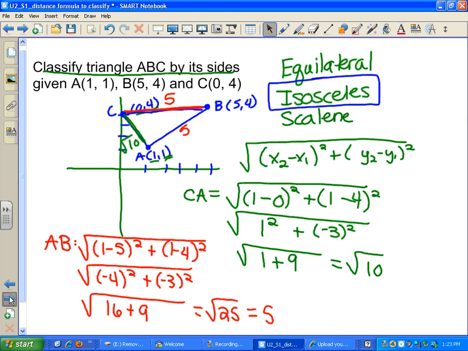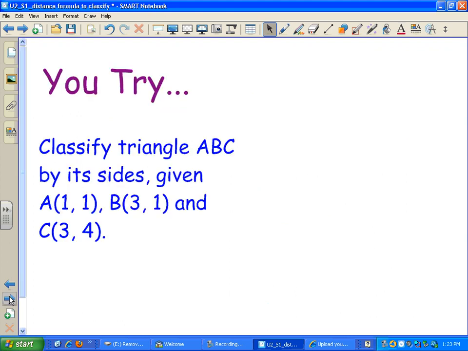All right. I want you guys to try this one. I want you to classify the triangle ABC by its sides. Given A is 1, 1, B is 3, 1, and C is 3, 4. So pause the video, try it, and when you're done, come back and we'll see how you did.